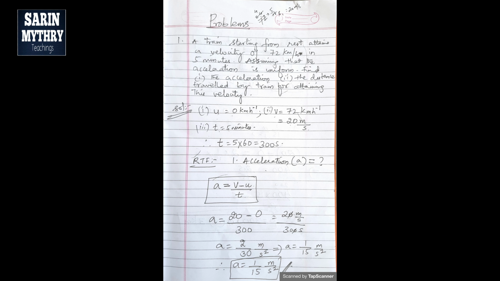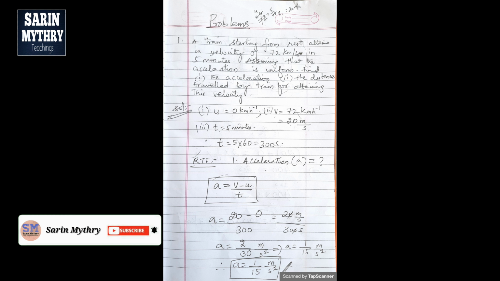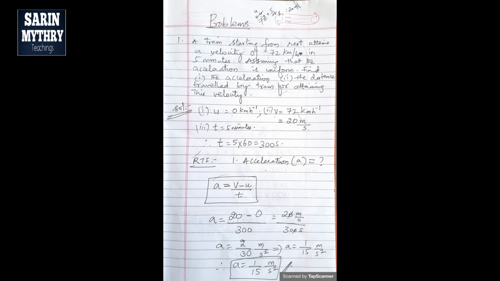Hello everyone. Today we'll study some numericals on motion, which is a very important topic for class 9th and class 11th physics. Here in this problem, a train starting from rest attains a velocity of 72 km per hour in 5 minutes. Assuming that acceleration is uniform, find the acceleration first and the distance traveled by the train for attaining this velocity.